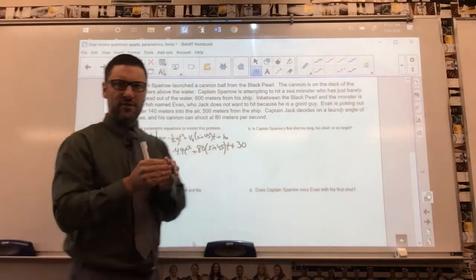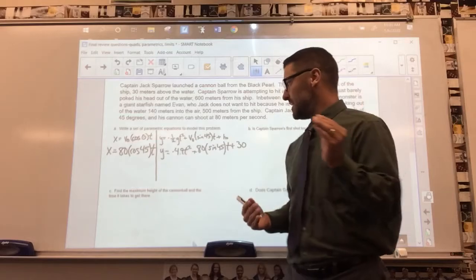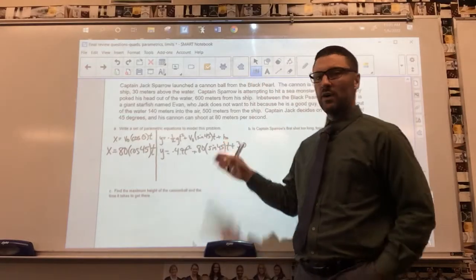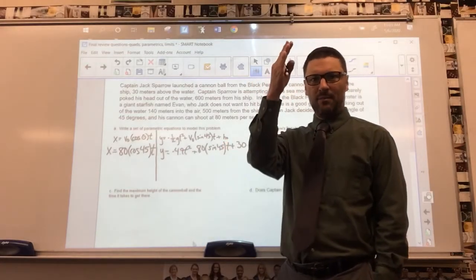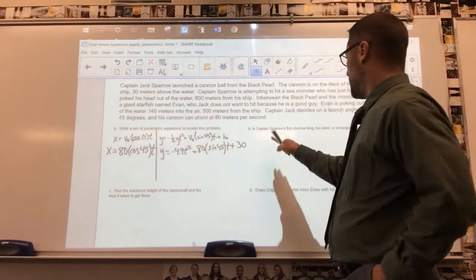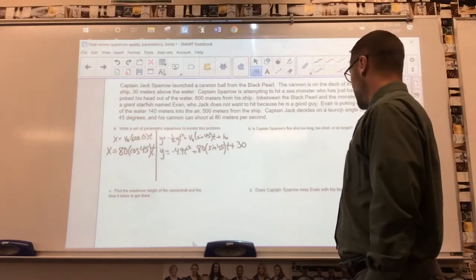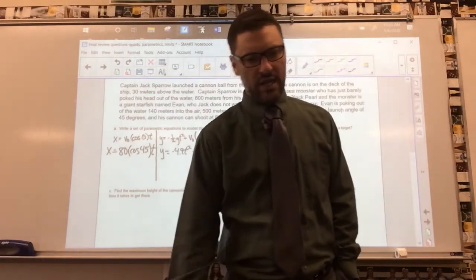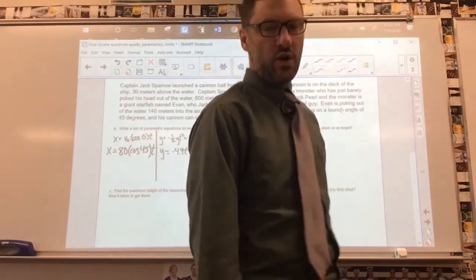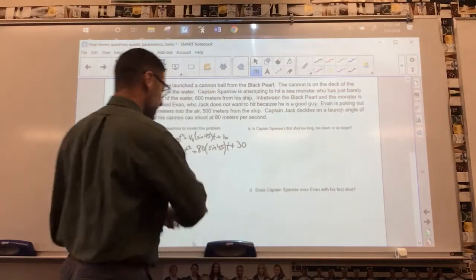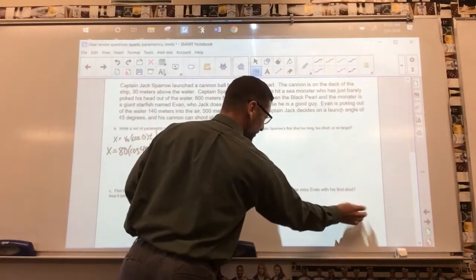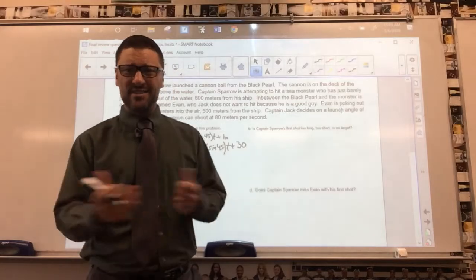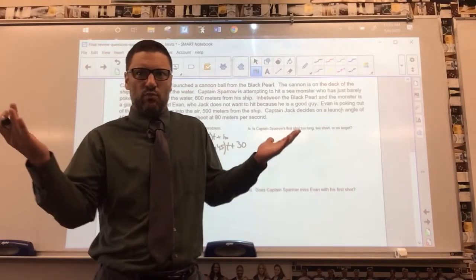This equation will govern left or right. Where's the cannonball at a certain time? This will govern up or down. How high up is it? How low is it? Is Captain Sparrow's first shot too long, too short, or on target? Well, I don't know. The cannonball arced and hit the ground. We should find out when it hits the ground, and then we can see.